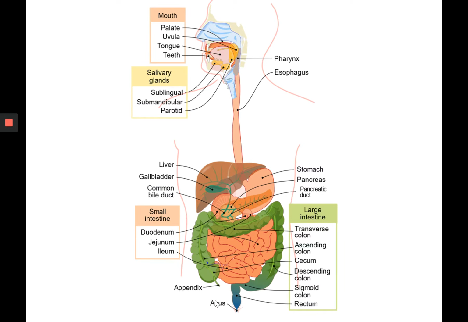Other structures we want to take a look at are things like the salivary glands. These are an accessory organ. There are 3 salivary glands. They produce saliva. The salivary glands are the sublingual, submandibular, and parotid glands.